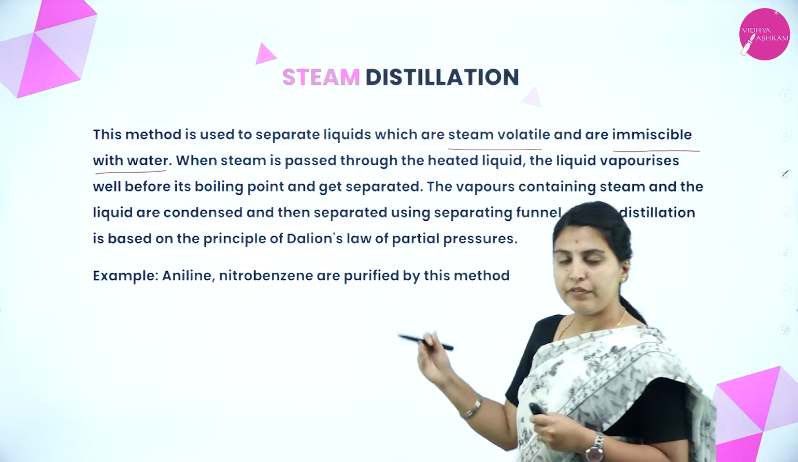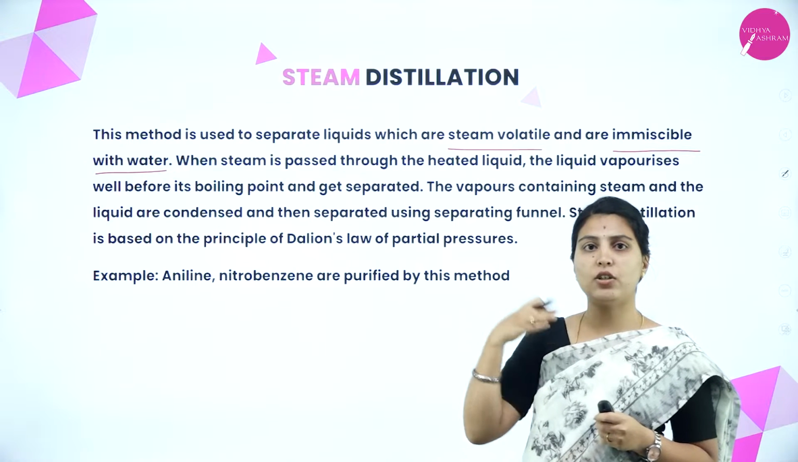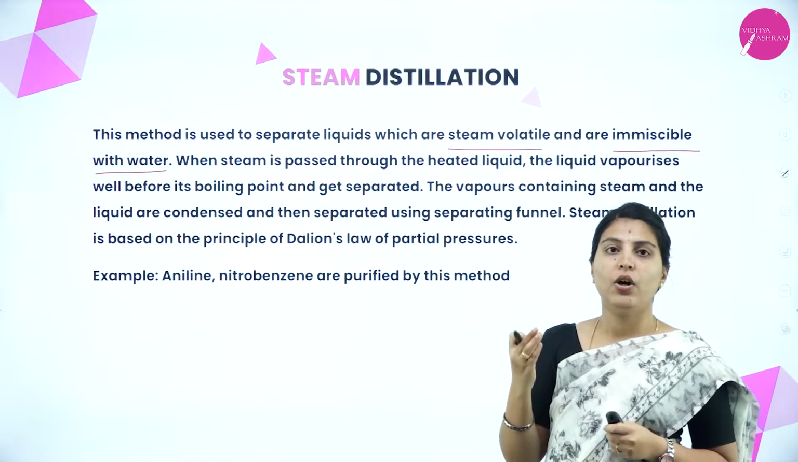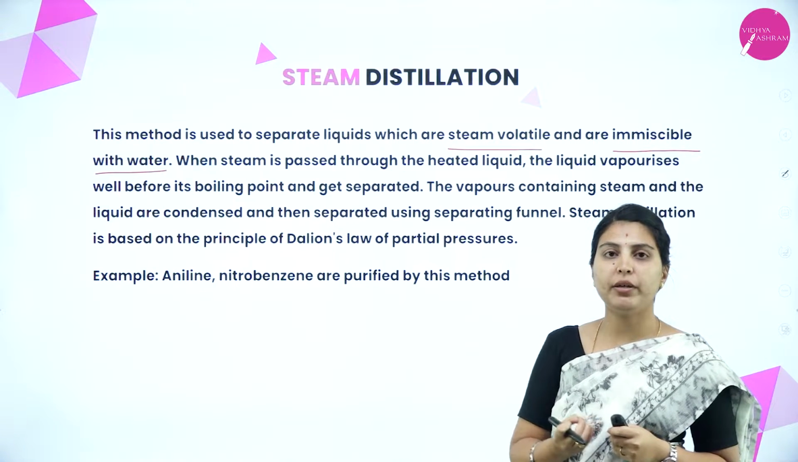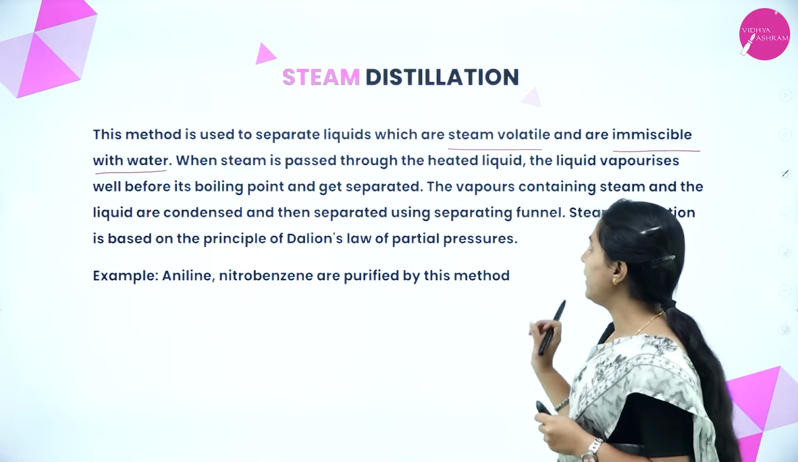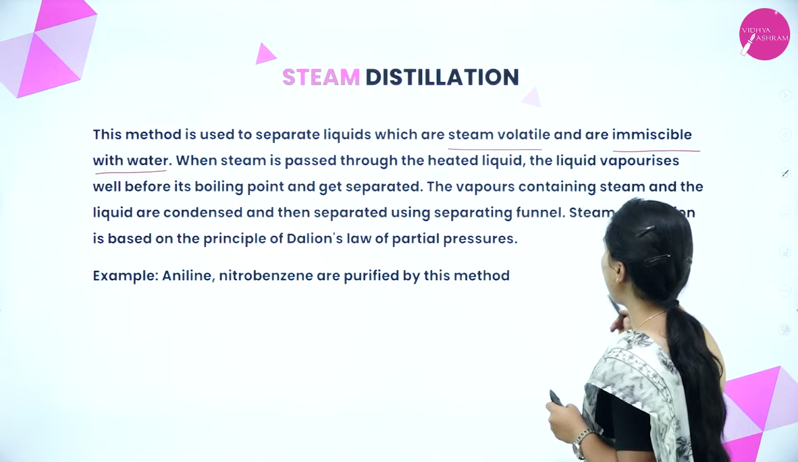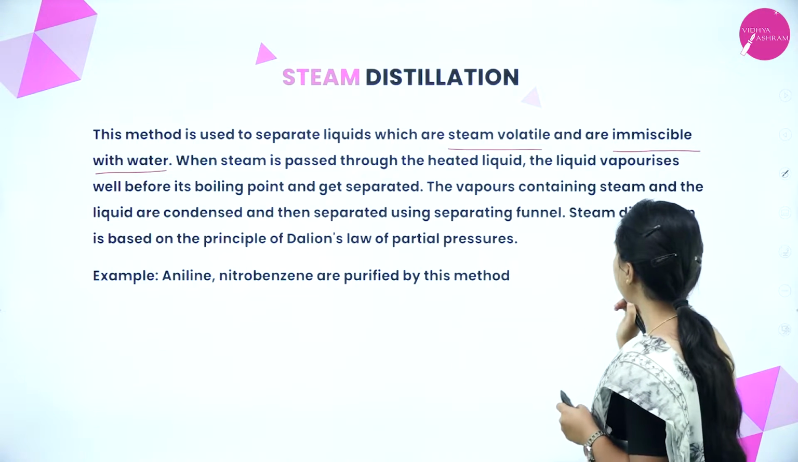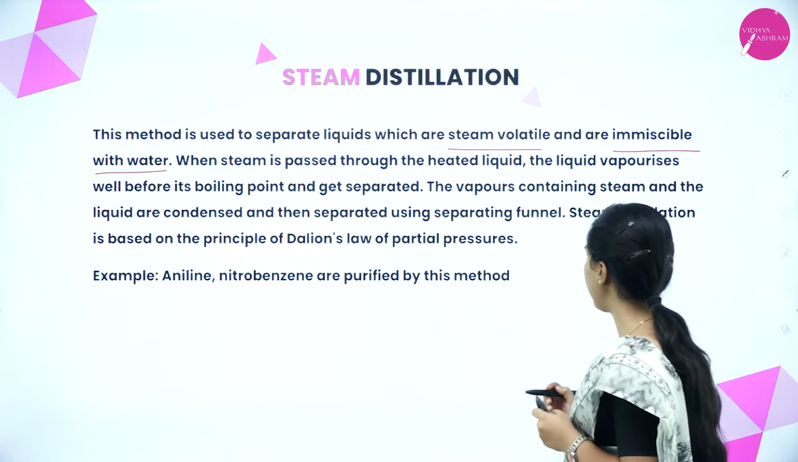Immiscible is the term used for liquids. Immiscible means one liquid does not get mixed with another liquid, like oil and water. When steam is passed through the heated liquid, the liquid vaporizes well before its boiling point and gets separated. The vapors containing steam and the liquid are condensed and then separated using a separating funnel.